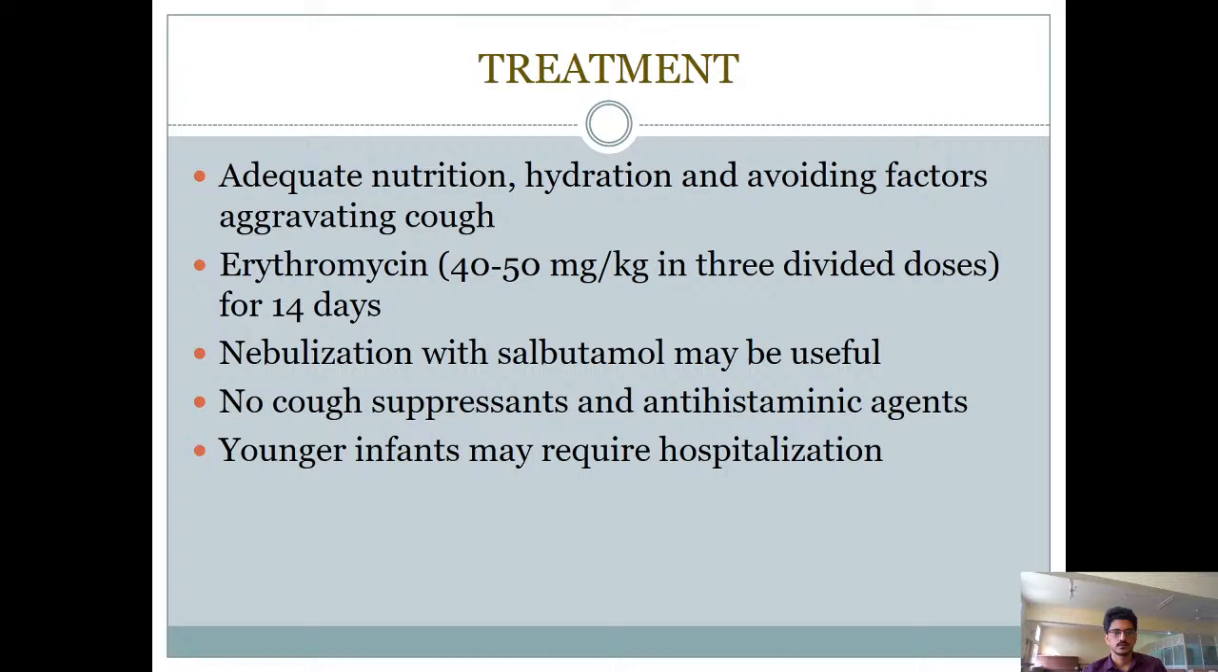So the treatment: adequate nutrition, hydration, and avoiding aggravating factors for the cough. Erythromycin 40 to 50 mg per kg in 3 divided doses for 14 days, and nebulization with salbutamol may be required sometimes. It may be helpful, but no cough suppressants or antihistaminic agents. Younger infants may require hospitalization.